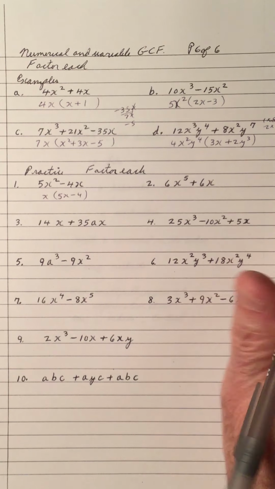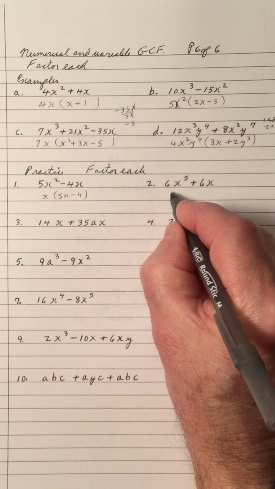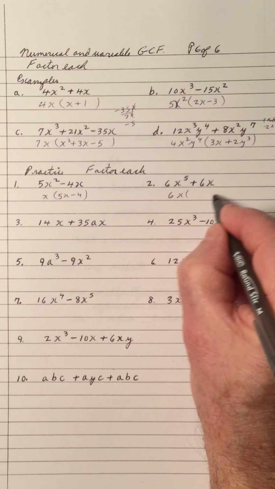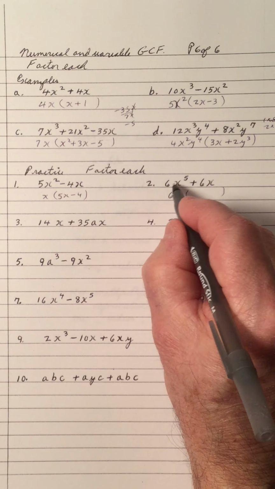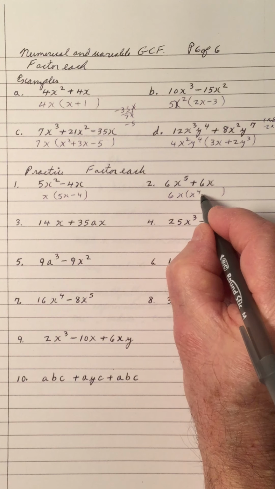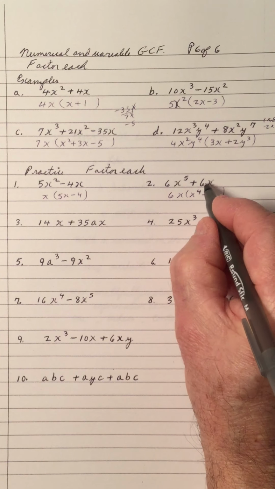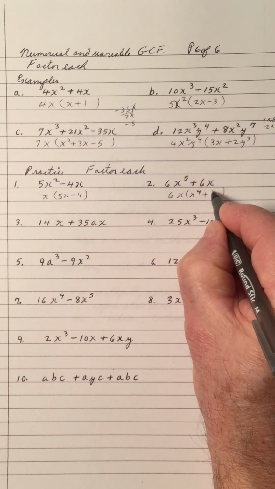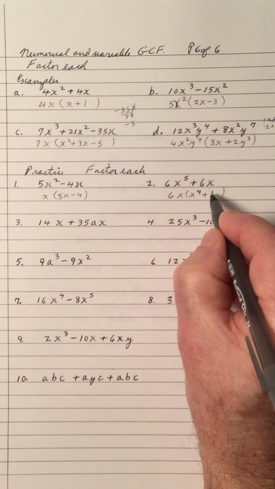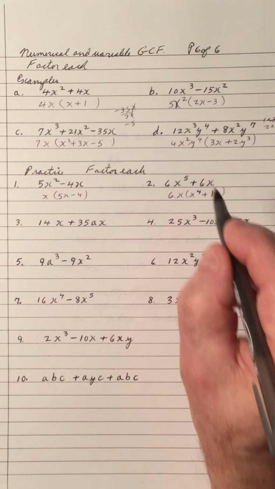But again, like me, you got to be careful. You make errors. 6 is common, so that's easy. And x, the smallest exponent is 1, so there's the GCF. So 6x to the 5 divided by 6x is x to the 4. Plus 6x divided by 6x is 1. Notice 2 terms, 2 here. You have to put a 1 here to multiply by 6x to get that 6x.